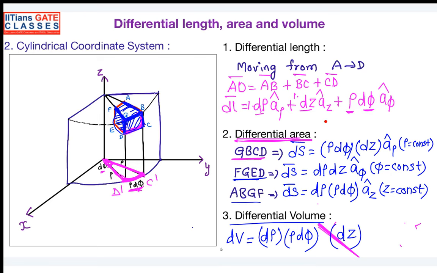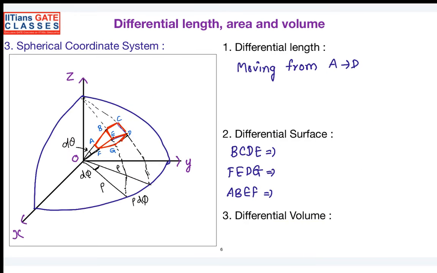So now we will see the same differential length, area, and volume in case of a spherical system. Again, the same thing here. This is your point of interest. This is your origin. And from the origin, if you are moving on to point A, it corresponds to what variation? dr. It's not rho. Rho means when you are moving away from the z axis. Now, I was moving away from the origin.